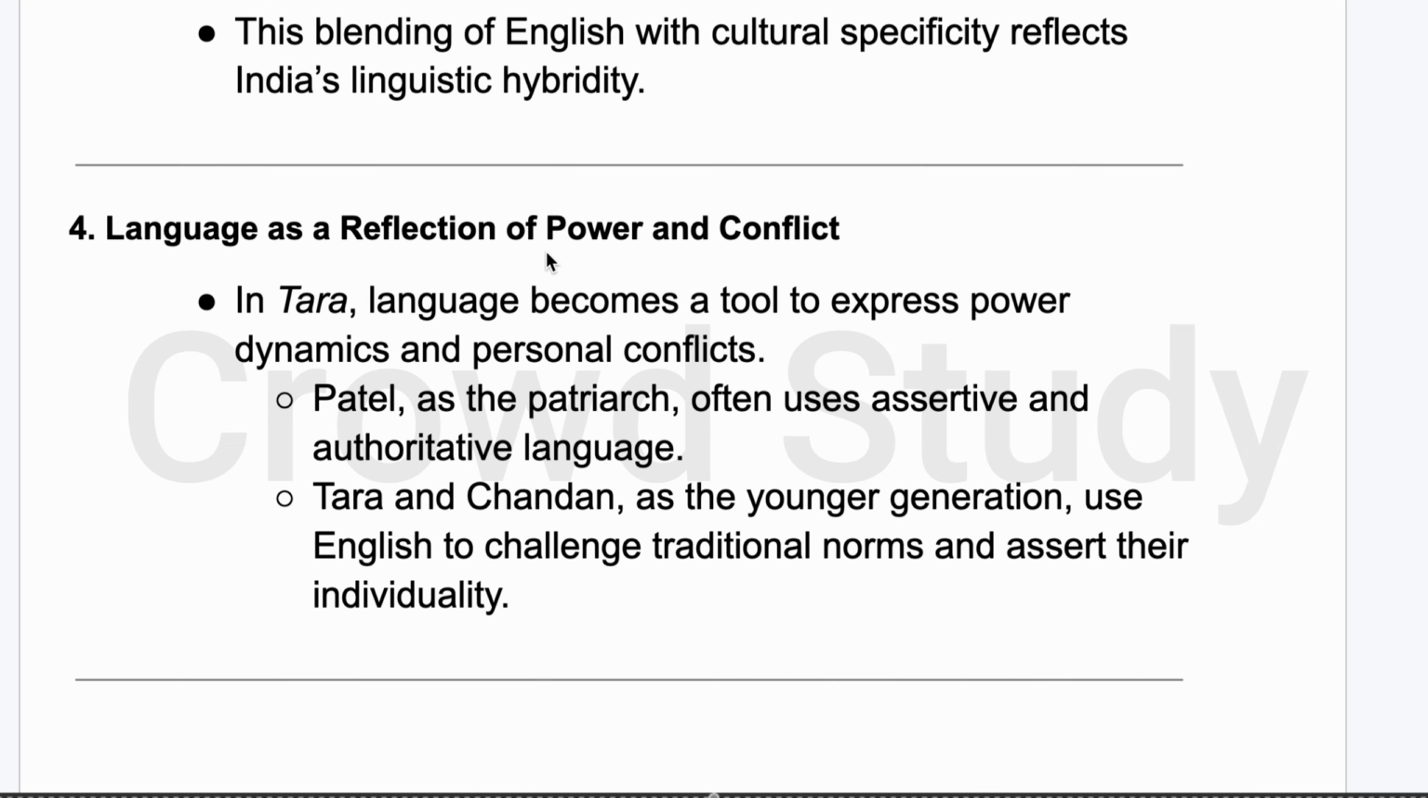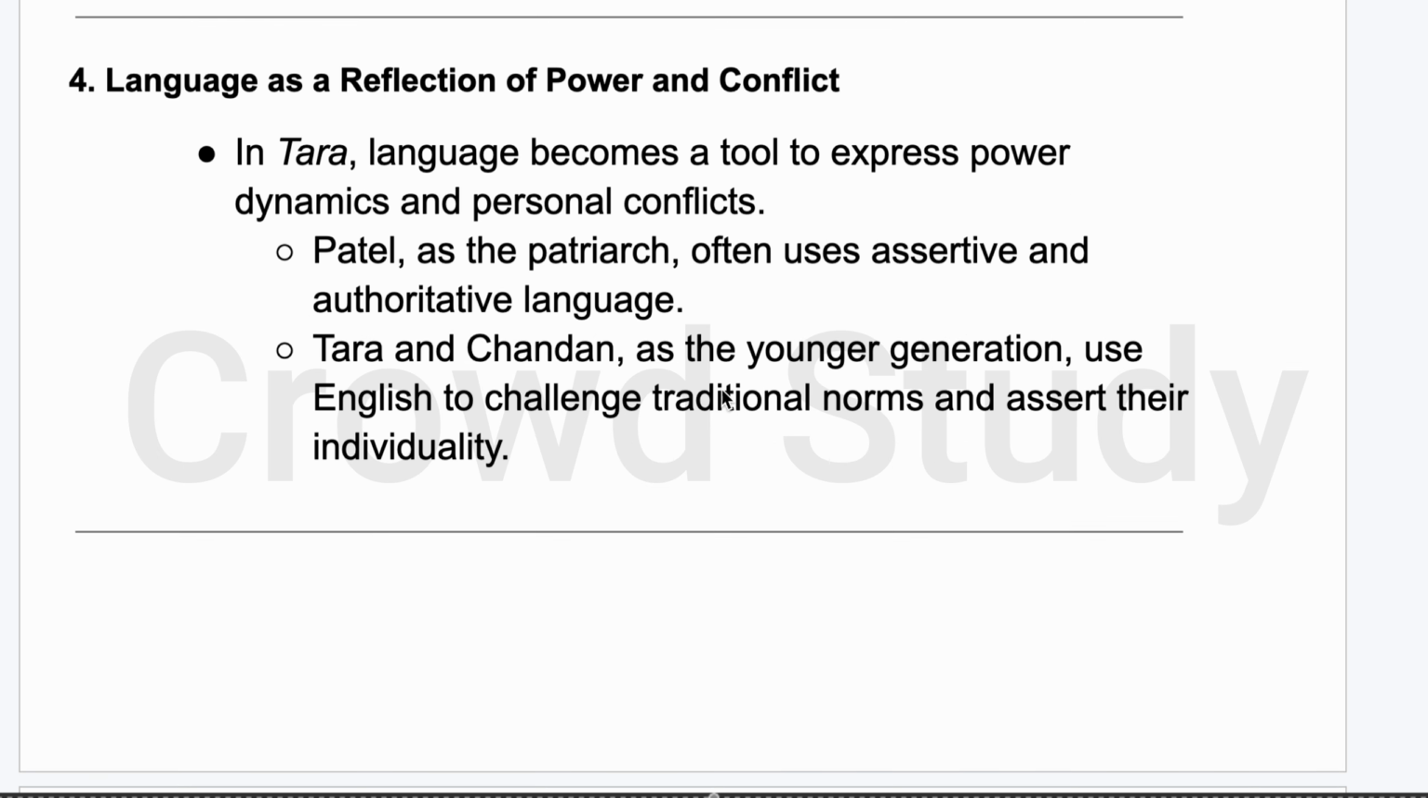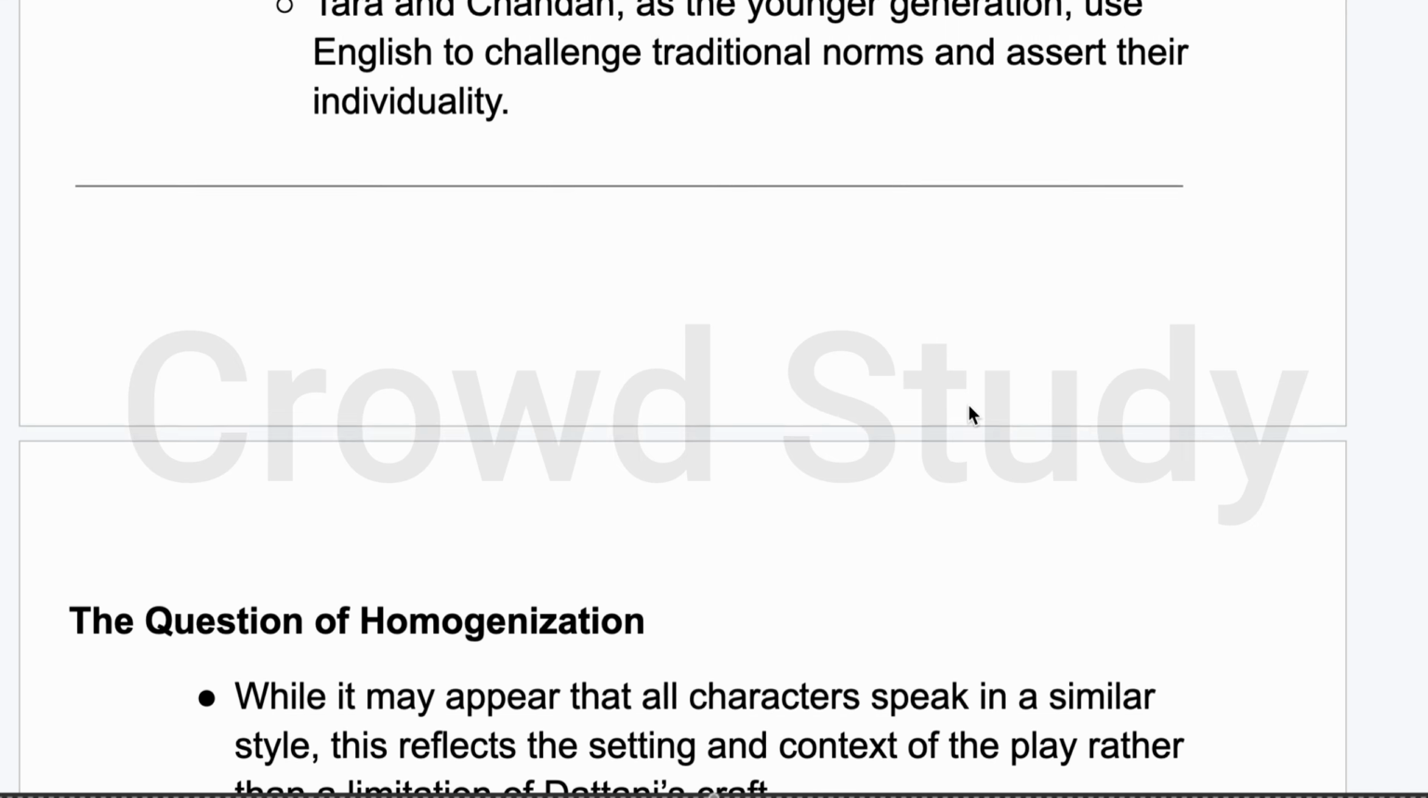Language as a reflection of power and conflict. In Tara, language becomes a tool to express power dynamics and personal conflicts. Patel, as a patriarch, often uses assertive and authoritative language. Tara and Chandan, as the younger generation, use English to challenge traditions, norms, and assert their individuality.